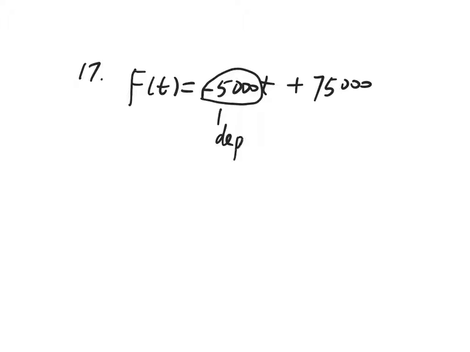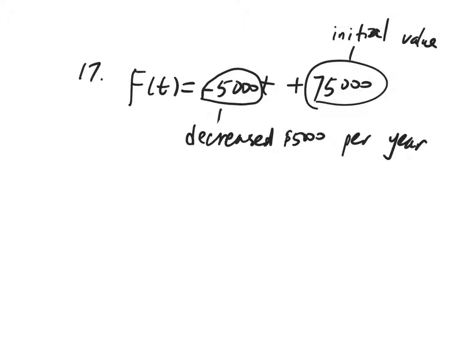Okay, so the meaning of the 85,000, that's the slope, that's the depreciation value per year. So it means the truck's value is decreased by $5,000 per year, and then the 75,000 is the b, which is the initial value.